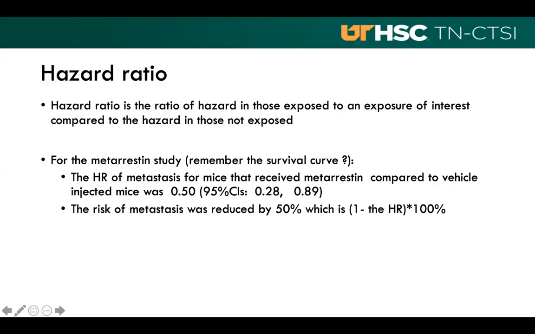And you can calculate this to tell by how much percent the risk was reduced or increased. So for example, if in a study the hazard ratio was 1.7, then when we calculate this, 1.7 minus 1, we have about 70% increased risk in those exposed.